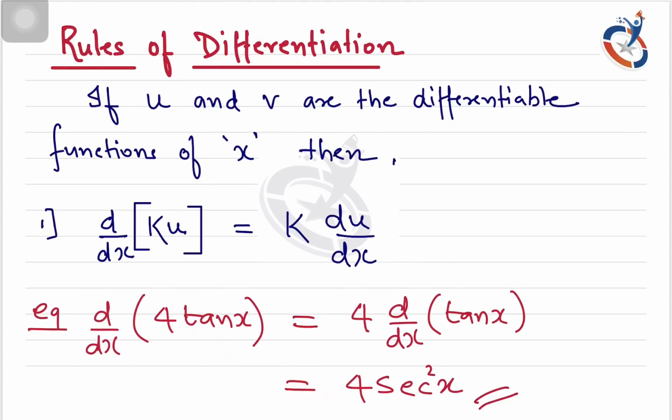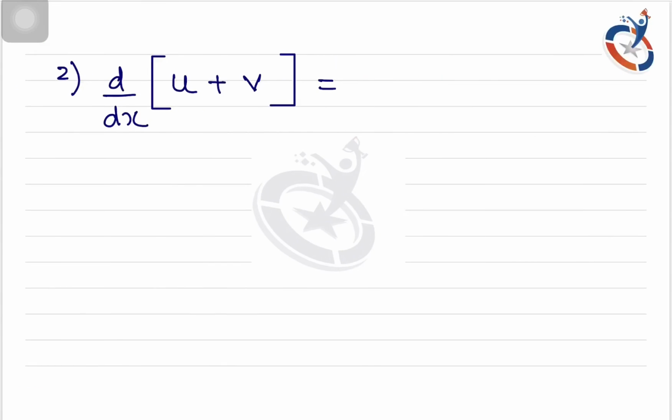Clear? The next formula is the derivative of sum of two functions. We have one function u, another function v, and there's a plus sign between them. Then you can take the derivative inside, and this becomes derivative of u plus derivative of v. So derivative of u plus v is going to be first derivative plus second ka derivative. If you have a minus sign between them, so use the same formula, there will be a minus sign here. So let's take an example.